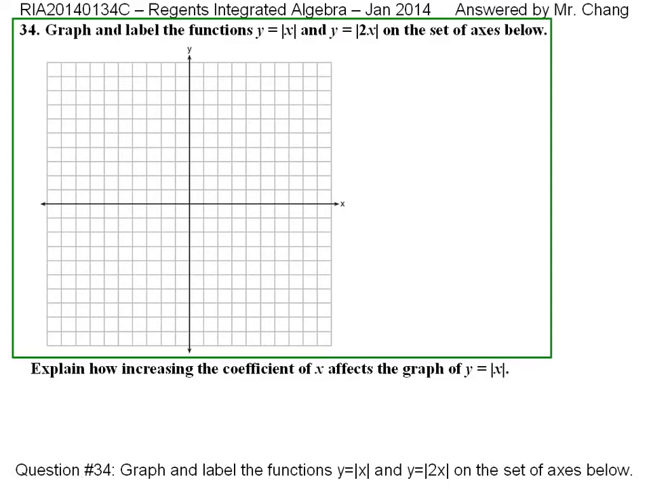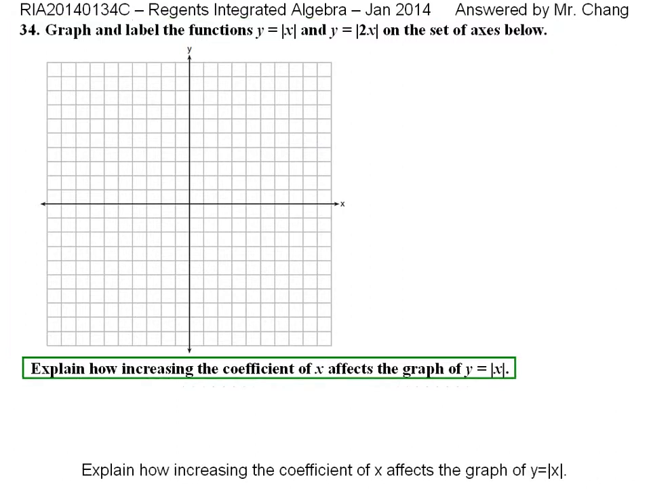Question number 34. Graph and label the functions y equals the absolute value of x and y equals the absolute value of 2x on the set of axes below. Explain how increasing the coefficient of x affects the graph of y equals the absolute value of x.